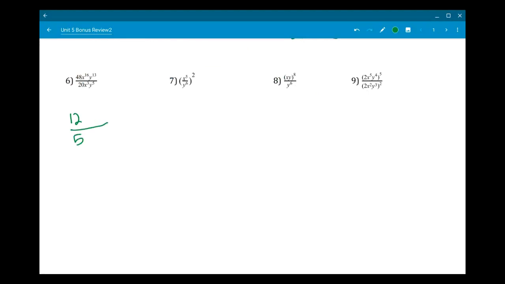For our exponents, though, we're just canceling things out here, or subtracting exponents. 3 cancel with 3, we get 13. And 13 cancel with 5, and we get 8.